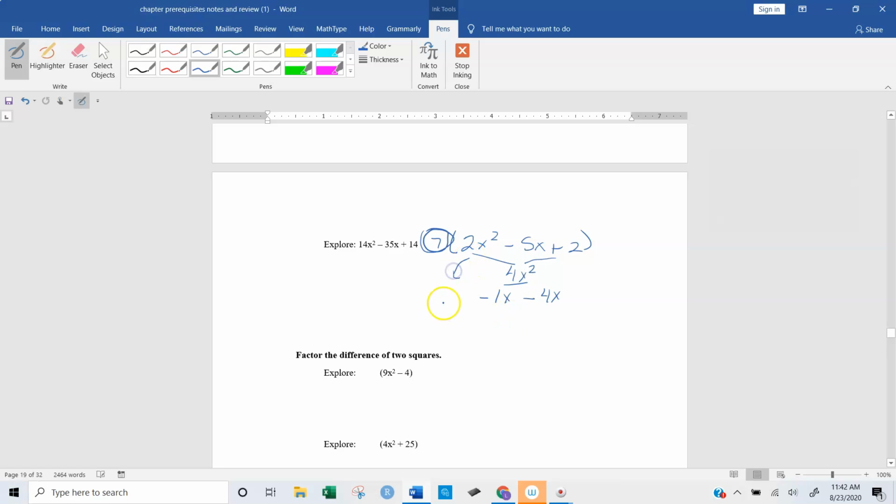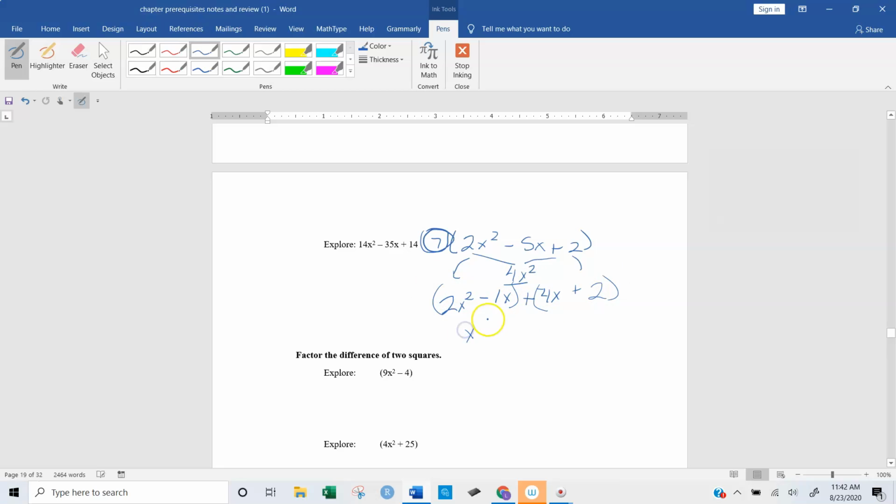Drop down my first term. Drop down my last term. Oops, I just wrote a 4 instead of a 2. What's going on here today? Okay, drop down my last term. We have to group. Remember, make this plus a negative here. So we put the first two together, the last two together.